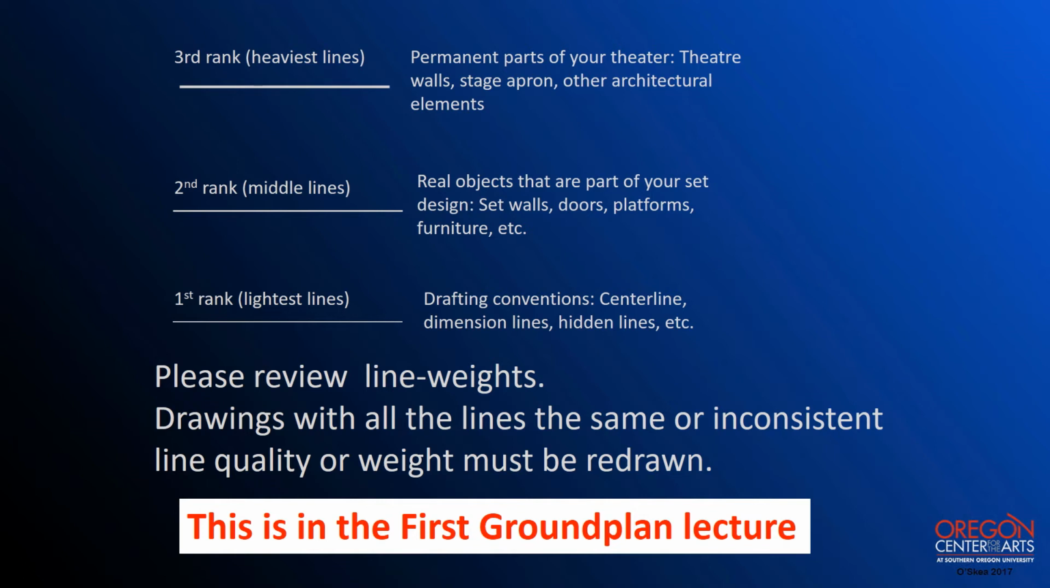The first rank lines are the hardest lead, so the 6H perhaps, and those are going to be your drafting convention lines. Centerline, dimension lines, hidden lines, anything that's not real, like the swing of a door arc. The door's there, but the little quarter circle that we draw is a line to indicate which way the door is swinging. It's not something we're actually going to build. So anything like that gets those lightest rank lines. We're not going to build a center line. The center line is implied in the drawing.